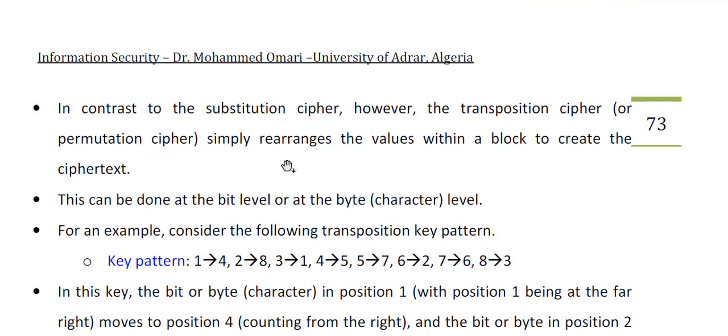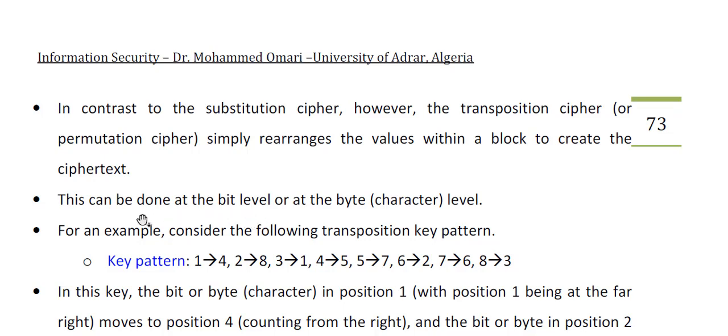So in contrast to the substitution cipher, as we have said, the transposition, or it is called the permutation, rearranges the values of a block or of the cipher to create the ciphertext. We can use the bit level to rearrange the bits, or we can use also the characters, and we rearrange the characters instead of the bits, or even longer sentences or phrases and so forth.